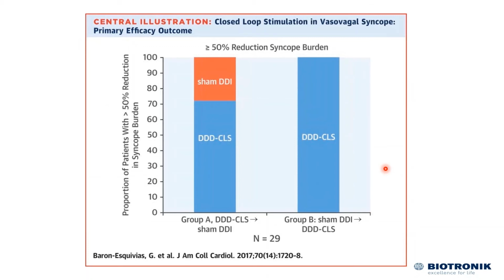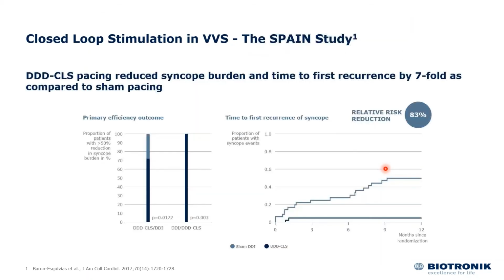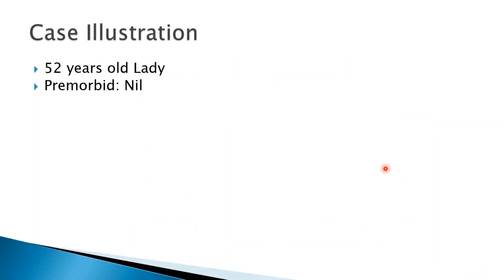So I think without doubt, whenever you look at AF itself, or patients with vasovagal syncope, the utilization of the CLS algorithm in a pacemaker, in a dual chamber pacemaker, really helps in that context. And this is why I'm going to illustrate one of these cases to you. This is a real life case that we actually did back then.